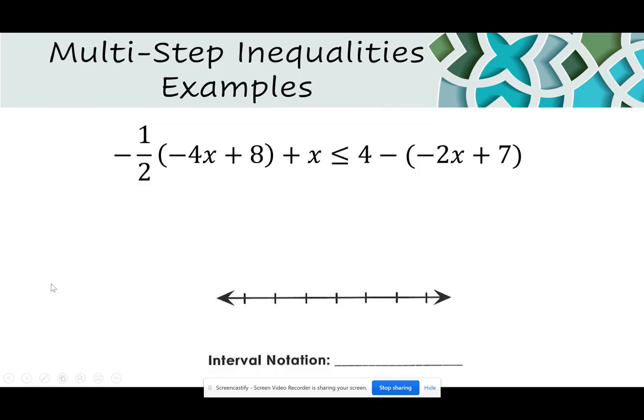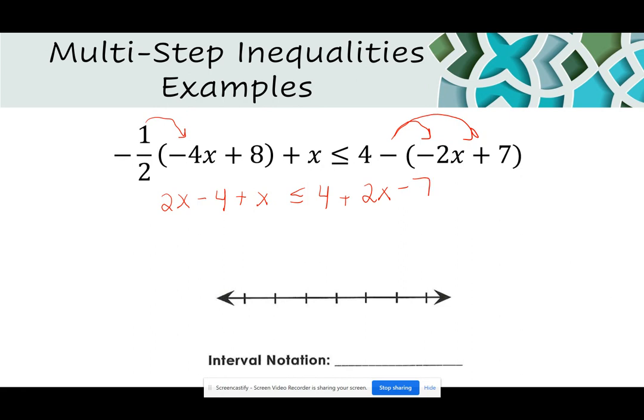Last example is a super long one, it's fractions, distributing twice, everything. So we're going to go through this one. So first we want to distribute this negative 1/2 in. So negative 1/2 times negative 4x gives us positive 2x minus 4. Copy down that plus x is less than or equal to 4. We have to distribute in this negative sign, so we're flipping our signs in our parentheses. So we have plus 2x minus 7.